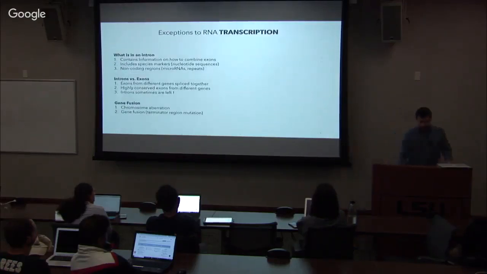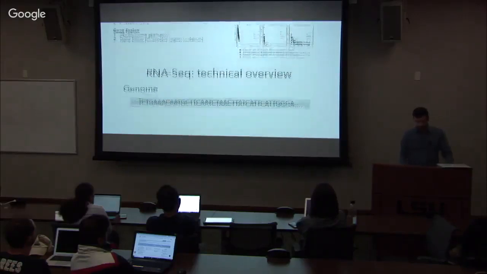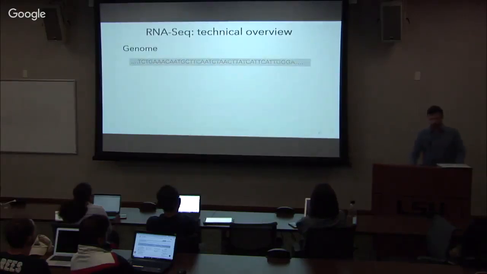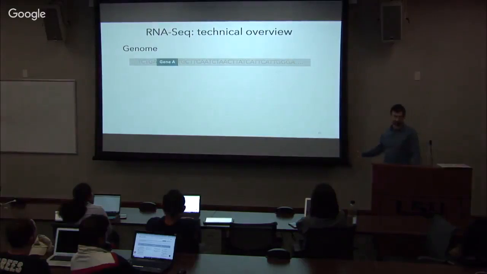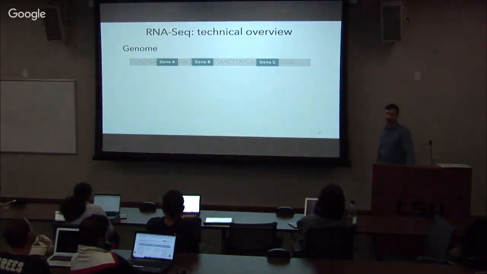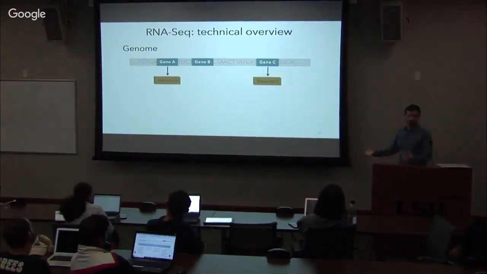Okay, so let's take a look at this process of technically what happens. So again, we have some portion of the genome. That portion of the genome encodes several genes, for example, gene A, gene B, and gene C. And then in our actual biological sample, only gene A and gene B are expressed. So they produce a transcript.